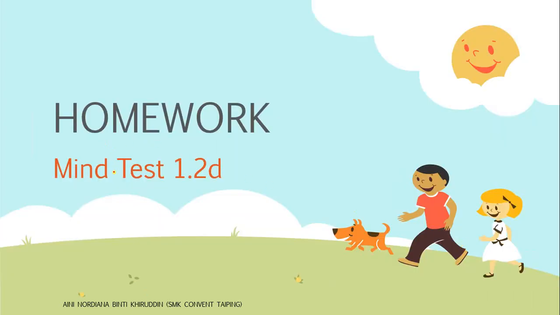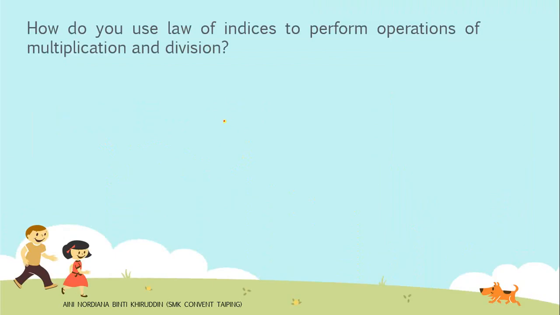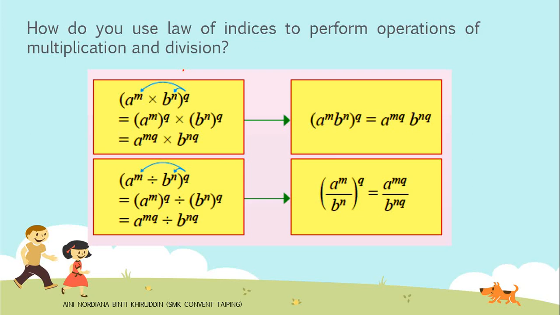So this is your homework, Mind Test 1.2d. Okay, let's move on to our next topic. How do you use the law of indices to perform operations of multiplication and division? Now we want to combine multiplication and division, also raised to a power here.